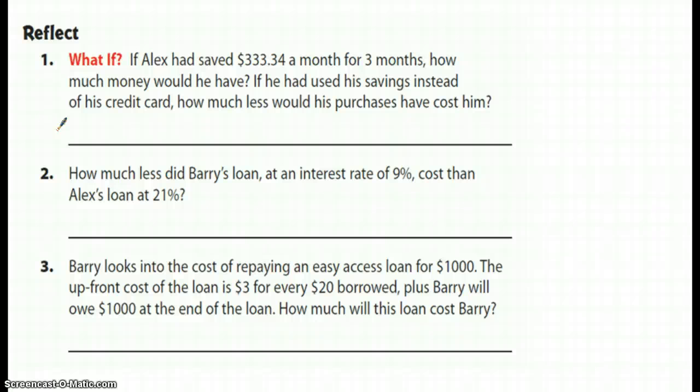And then we want to take a look at Barry's loan at an interest rate of 9% and see how much less it would cost Barry than Alex's loan at 21%. And then lastly, we want to look at if Barry looked into repaying an easy access loan for $1,000 and the upfront cost of the loan is $3 for every $20 borrowed, plus he would still owe $1,000 at the end. So how much would this loan cost him? Okay, so again, if you have not done so, you might want to stop it and see if you can answer these three questions. And when you do so, come back and we'll compare.